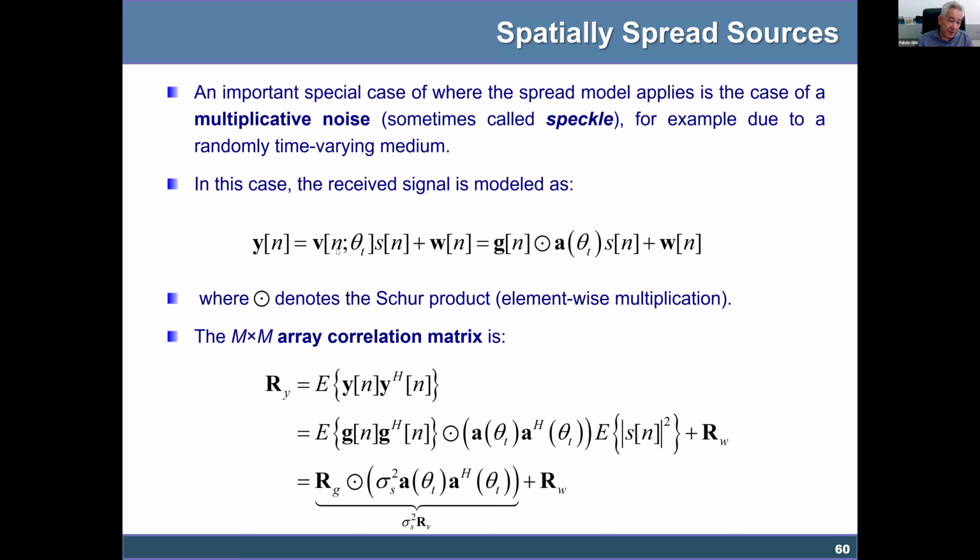So it's slightly different than the previous modeling of W. So I repeat, we introduce the concept of multiplicative noise, and we assume that the decorrelation effect, due to the fact that the source is distributed or the medium is dispersive, we model this effect by introducing multiplicative noise. And the steering vector is the Schur product between multiplicative noise and the ideal steering vector.